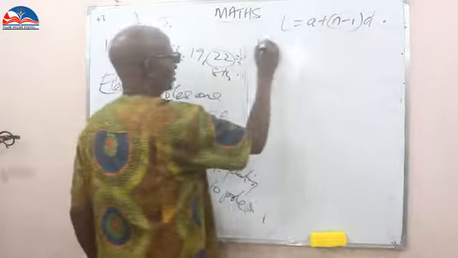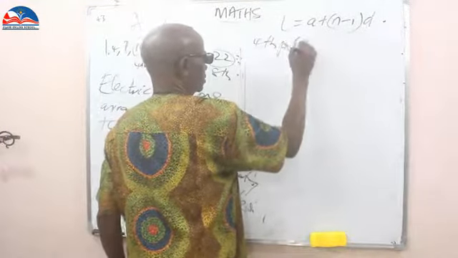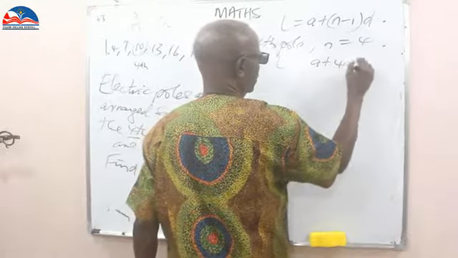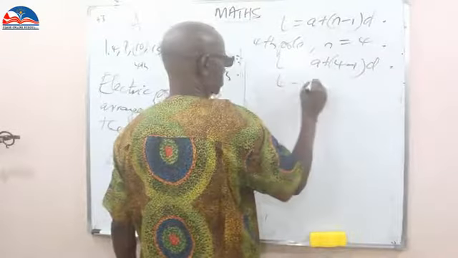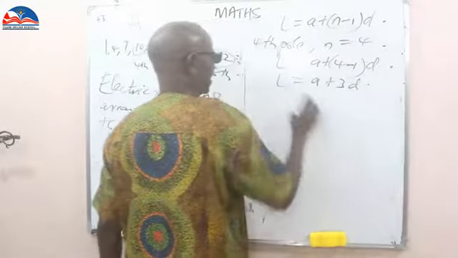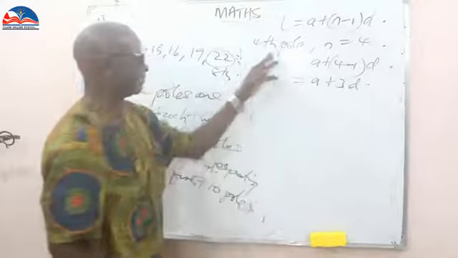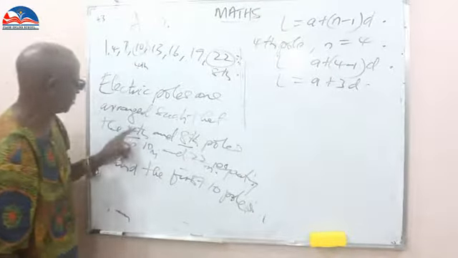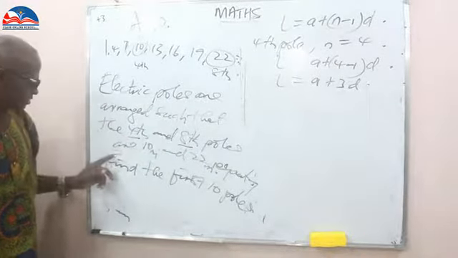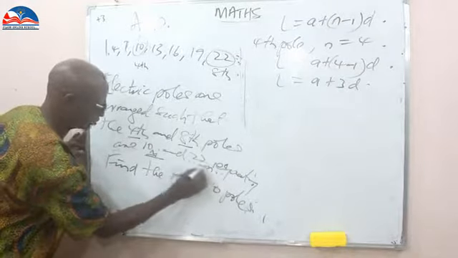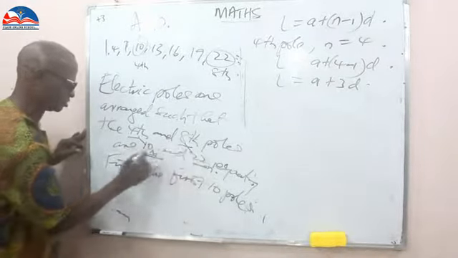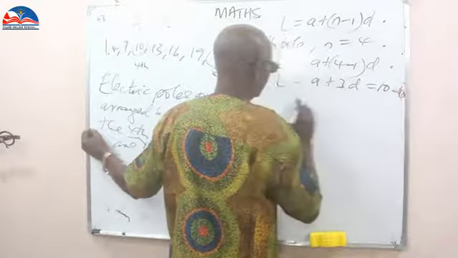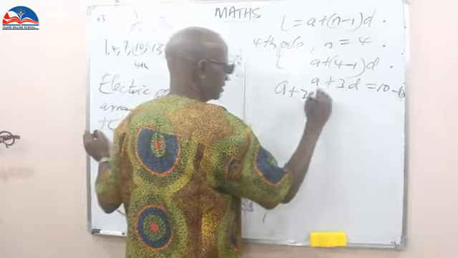So the 4th pole, N equals 4. So L equals A plus 4 minus 1 D, that's A plus 3D. That's the 4th pole. The electric poles are such that they are 10 and 22 respectively, so the 4th will take 10, the 8th will take 22. So the 4th pole equals 10, then this equation equals 10, equation number 1: A plus 3D equals 10.